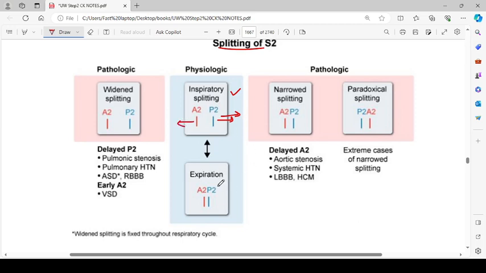But during expiration, the reverse happens and both these sounds move towards each other, and the splitting is practically not audible. So these sounds are close to each other, so this is splitting.